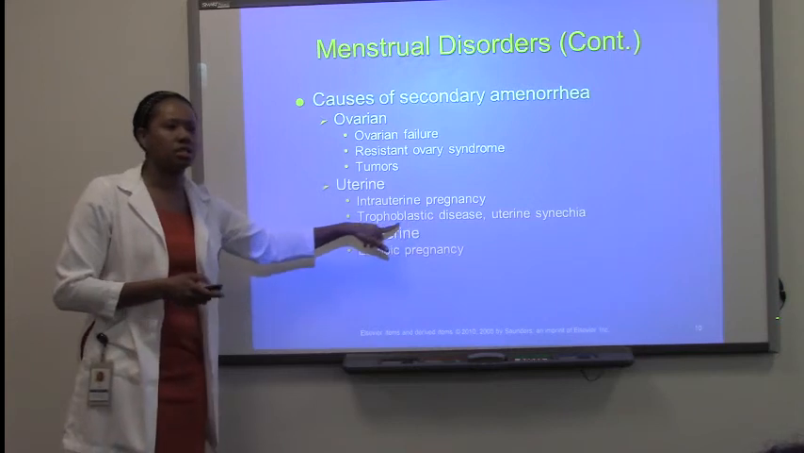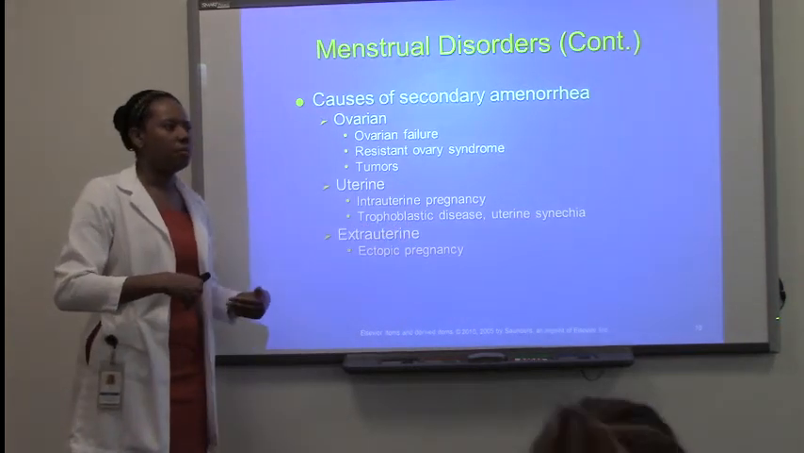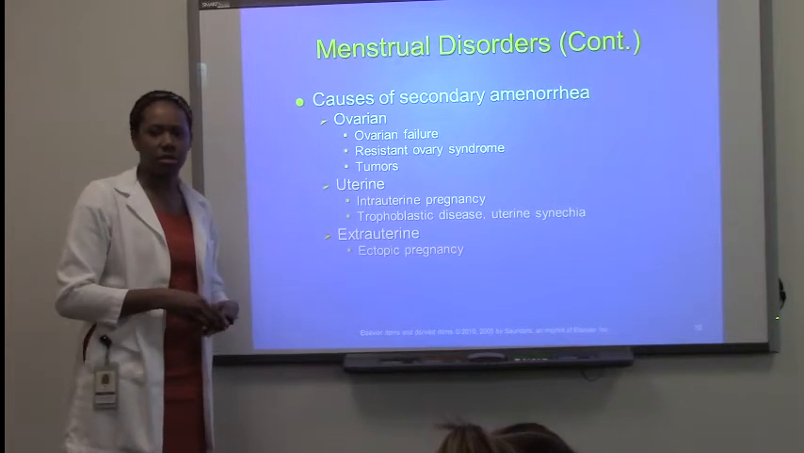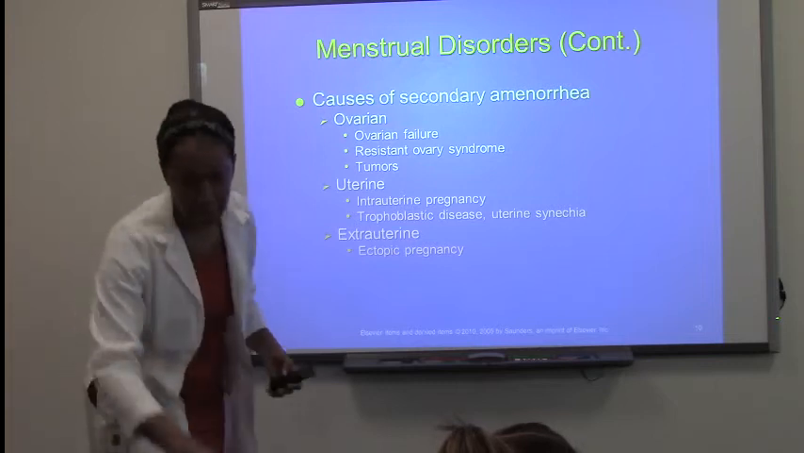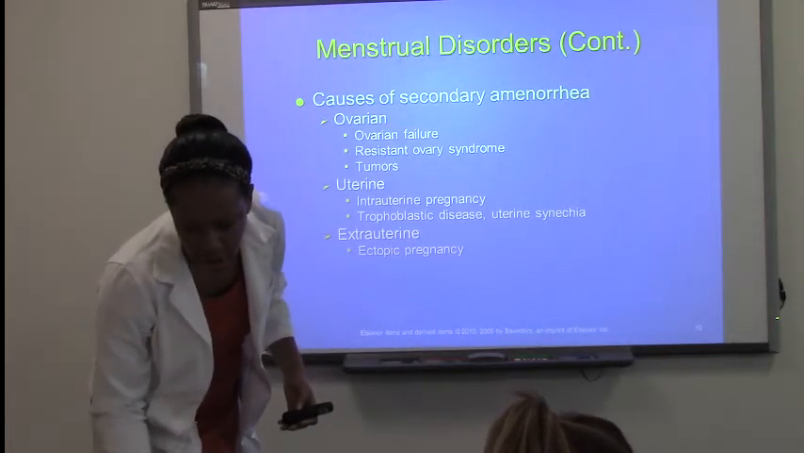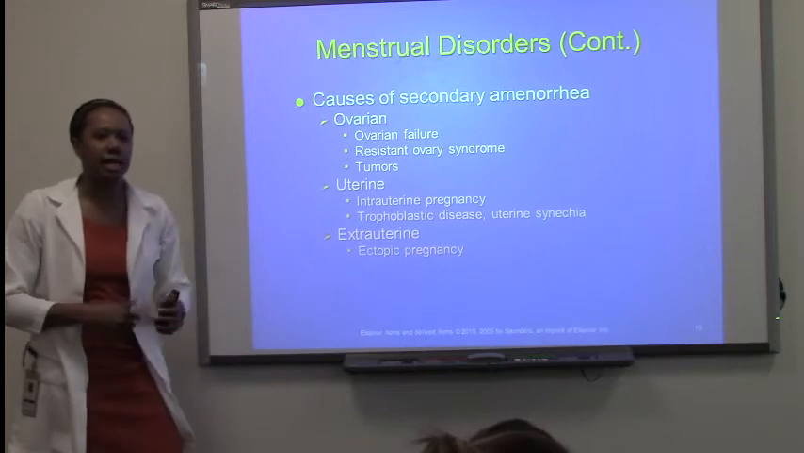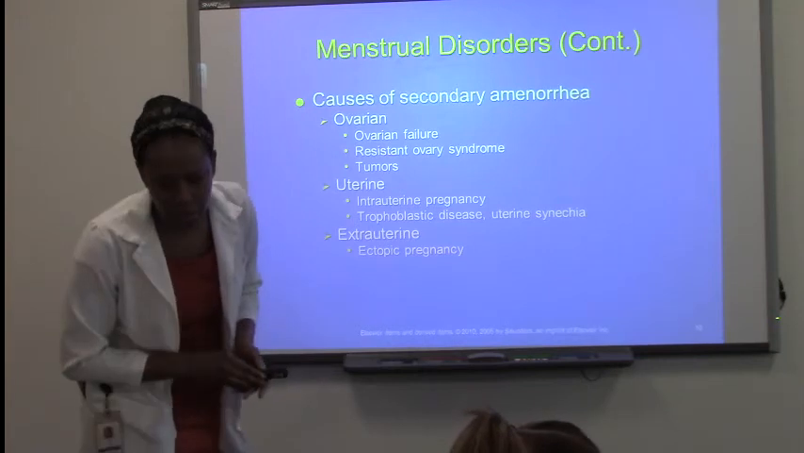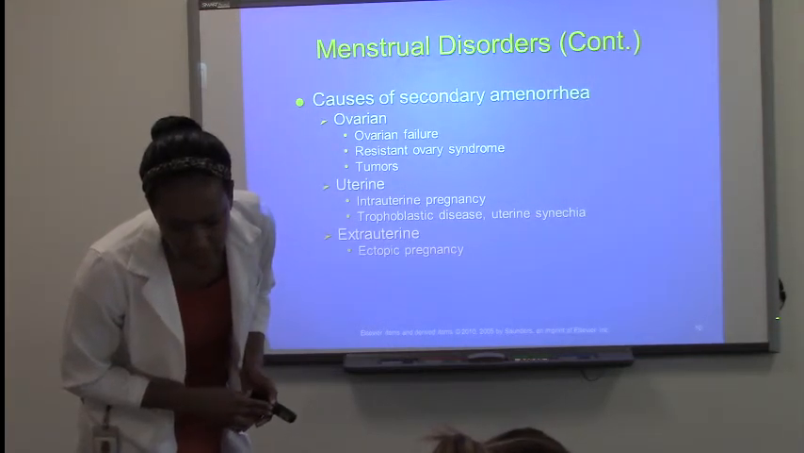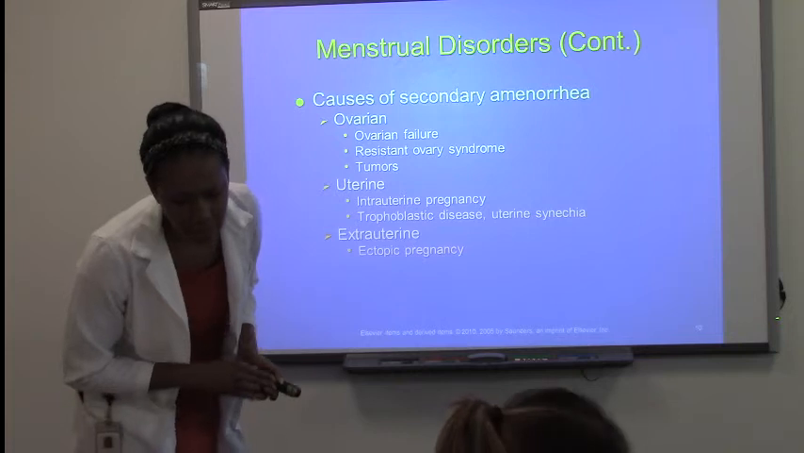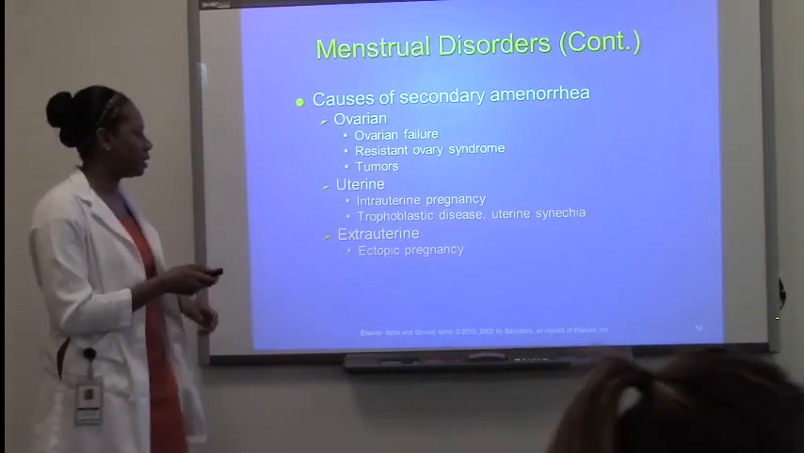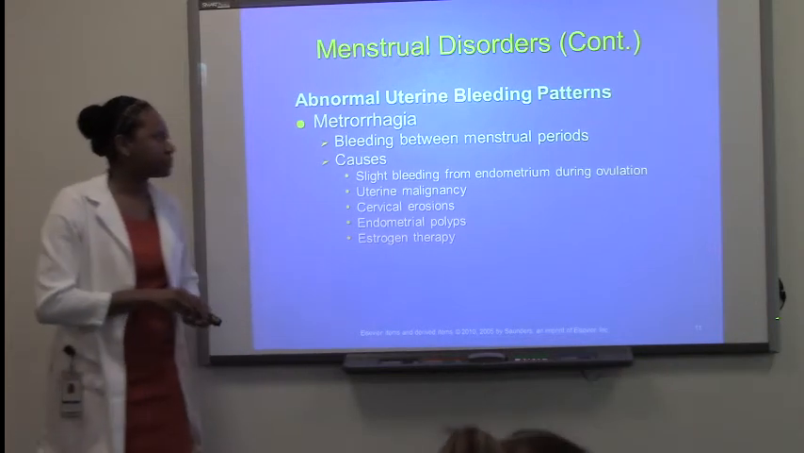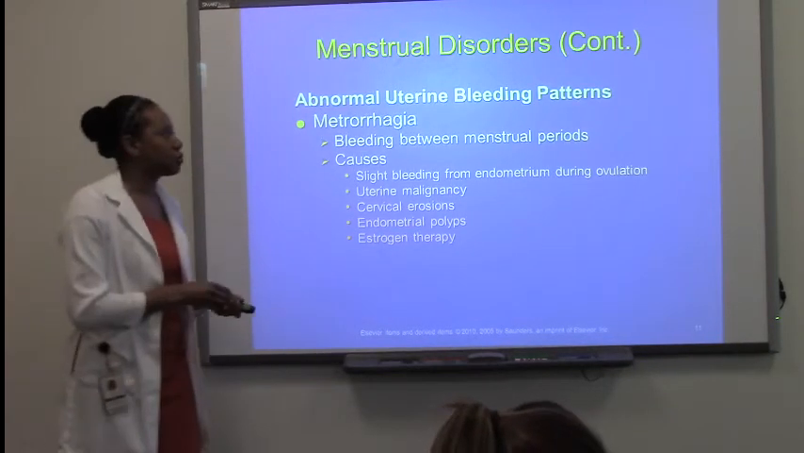Trophoblastic disease is just a term for females that have lesions inside the uterus. I'm sorry, let me get the right terminology. Adhesions, not lesions, adhesions in the uterus. Trophoblastic disease is adhesions in the uterus. And then ectopic pregnancy, you know what that is. Okay, now the next one here is Menorrhagia.